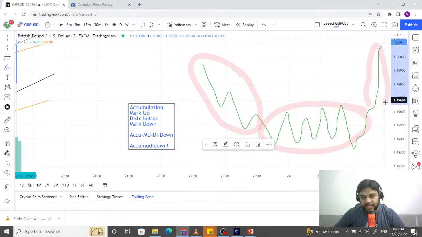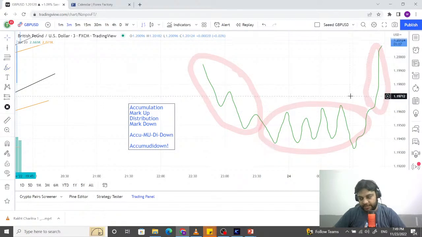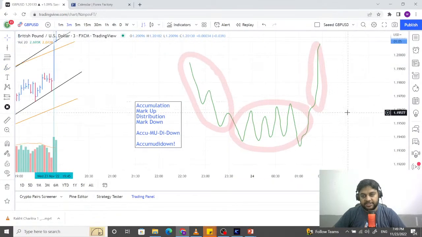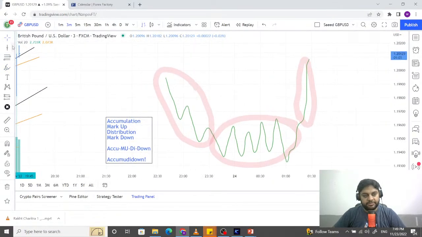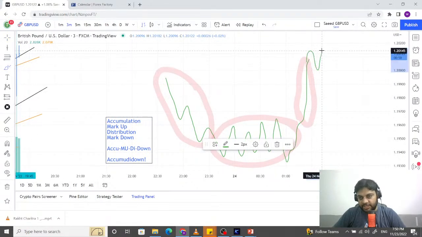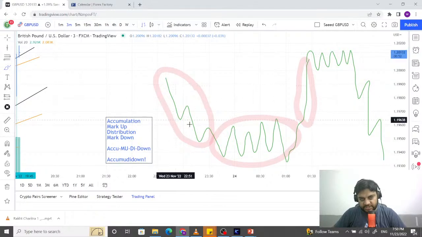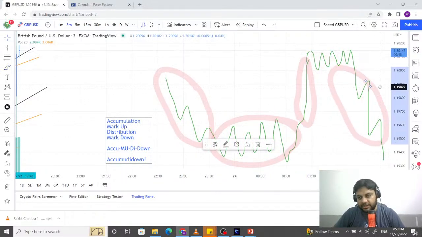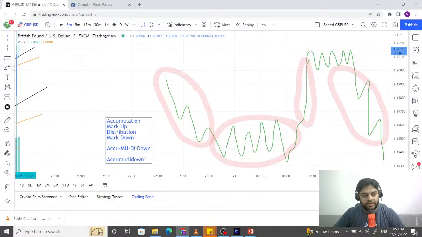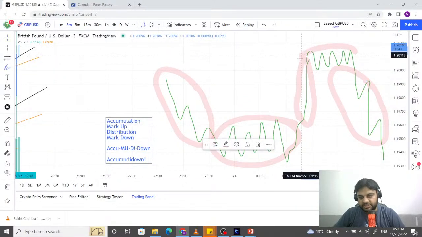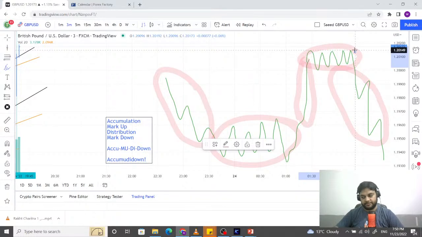So it's mark up, and then what will happen? The next thing that happens is gonna be something like this. We will have a distribution over here, distribution structure, and then the market will go down like this, downtrend. The same thing will happen over here. And what do we call this stage of the market? Well, that's called distribution.